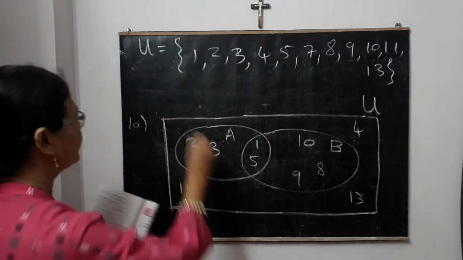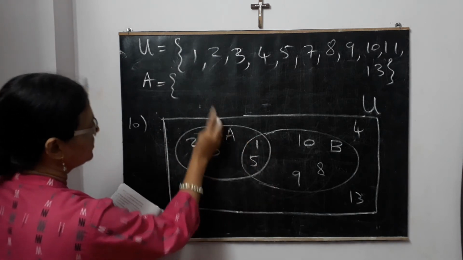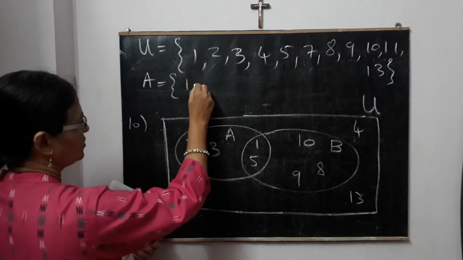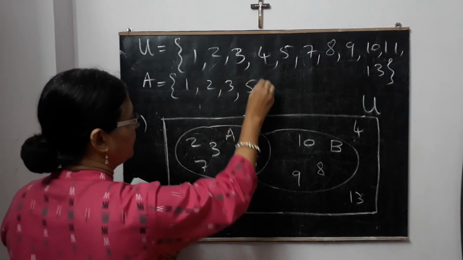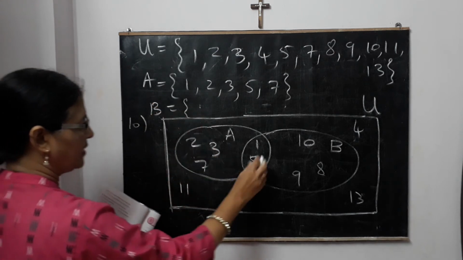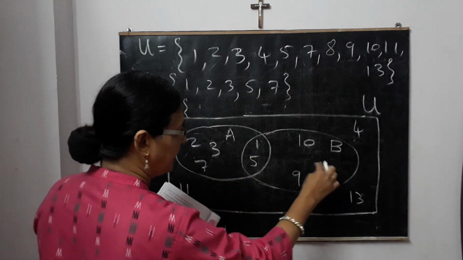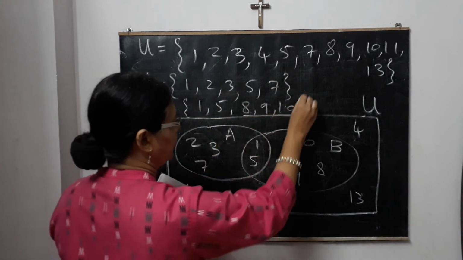The next is A set. Find out from here the A set. What will be A? Combining these two, all three together. Okay, so you have 1, 2, 3, and even the intersection part, 5, 7. Then find out the B set now. It will be 1, 5, 8, 9 and 10.